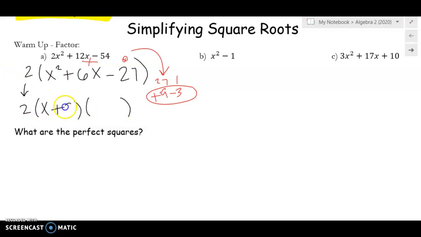I put a positive 9 in the parentheses and I put a negative 3 in the parentheses. And that would be my factored form.